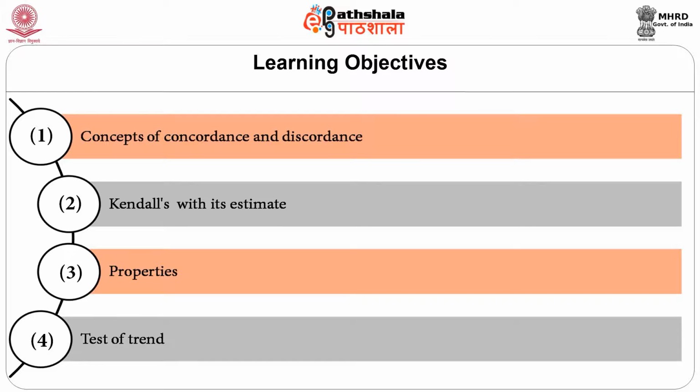In our next part, we shall discuss estimation of Kendall's tau in terms of U statistic and provide some properties. Lastly, we shall discuss how Kendall's tau can be used to test for the independence of bivariate samples. And lastly, we shall provide a distribution free test to identify the presence of trend in data, which is known as Mann-Kendall test.